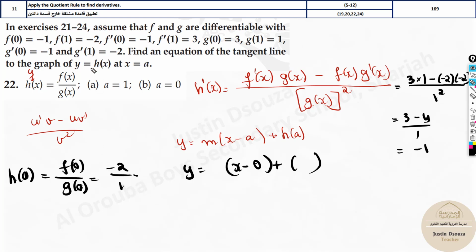So what happens? f of 0 is minus 1 divided by g of 0. What is g of 0? Where is it? 3. So it's negative 1 by 3. So h of 0 is negative 1/3. And what about m? You can't solve it in the calculator. You need to do this. And now we need to substitute and solve it over here.